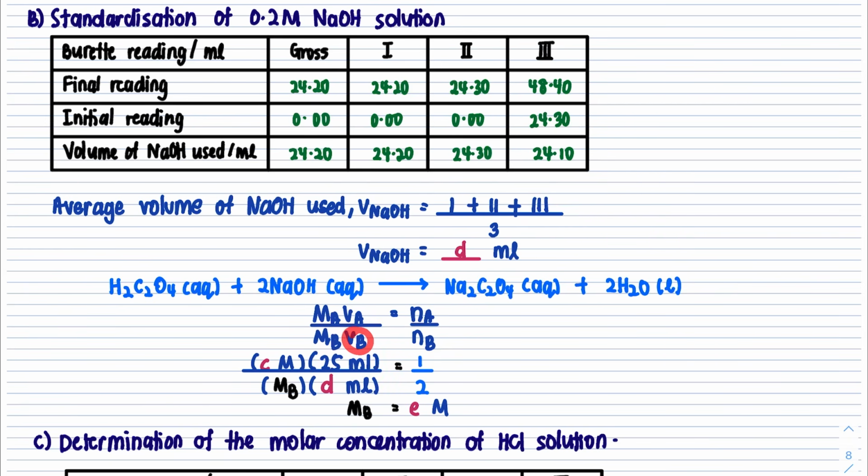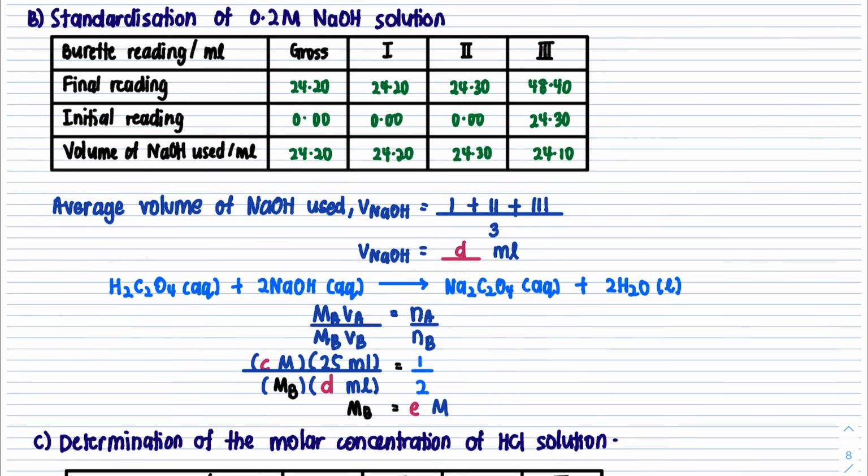However, for the volume of base, you have to find out from the average value, which you have calculated from these 3 values. Then you will get the concentration of base, where you should get 0.2 molar NaOH. So that's only for part B.